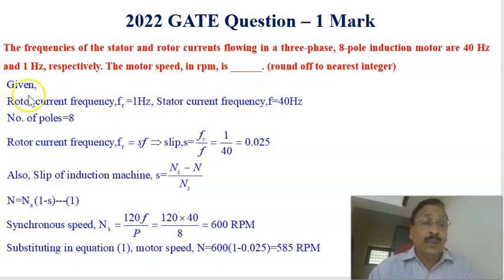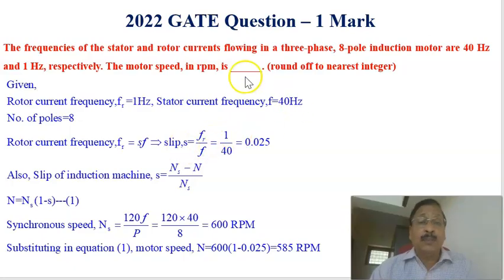That is the question. The rotor current frequency is given as 1 Hz and stator current frequency is given as 40 Hz. And the number of poles of the induction motor is 8. The basic relation between the stator and rotor frequency is that rotor frequency is equal to slip times the stator frequency, or slip is equal to the rotor frequency divided by the stator frequency. The stator current frequency is the same as the supply frequency, which is given as 40 Hz here.